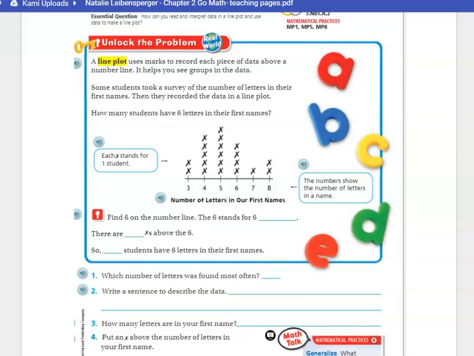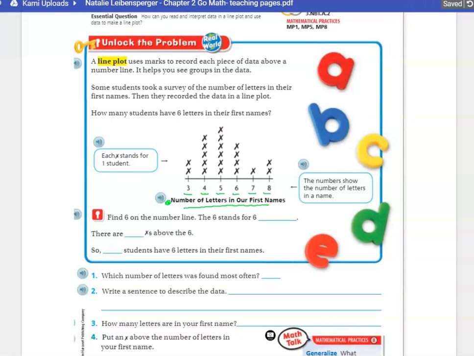I'm used to the title being up here at the top when I see a lot of the graphs that I've been working on lately, the bar graphs, the picture graphs, but I don't see that here. But I am noticing at the bottom that there's a title right here, number of letters in our first names. So if I look at that title, these numbers that you see are standing for the number of letters in our first names.